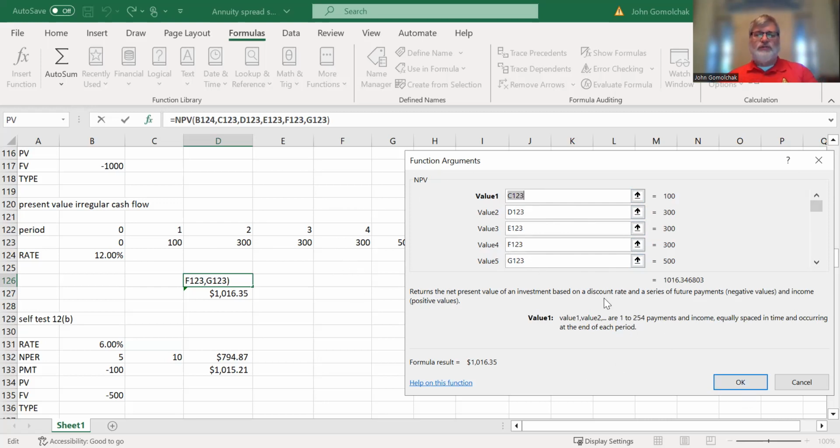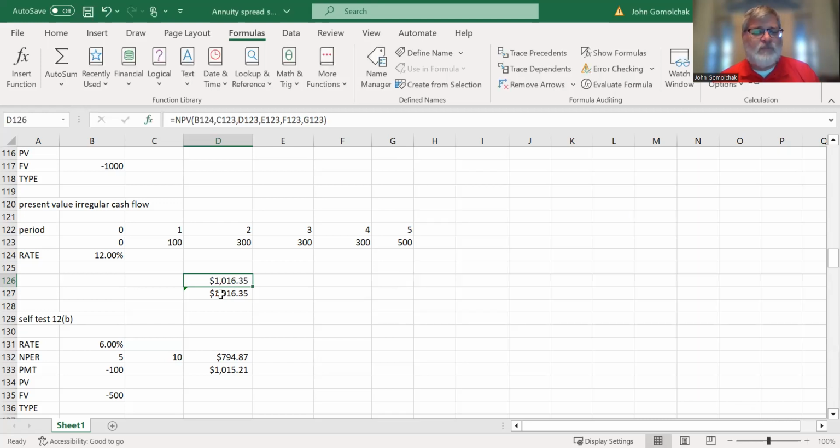Okay. So what you do is you input each of the cash flows and you put in your percentage, your discount rate or your compound rate, whichever you wish to call it. And you see that the Excel will calculate it out. And they're saying that this cash flow present value is $1,016.35, which is exactly what the book says it should be.